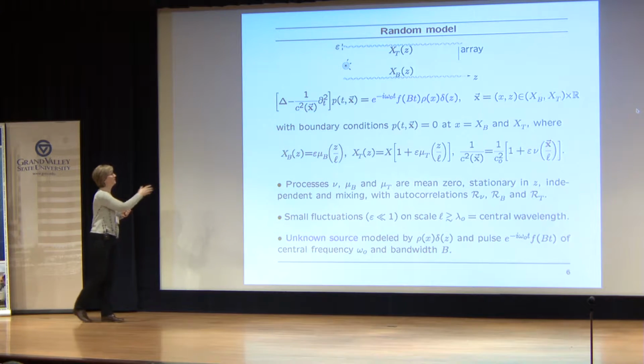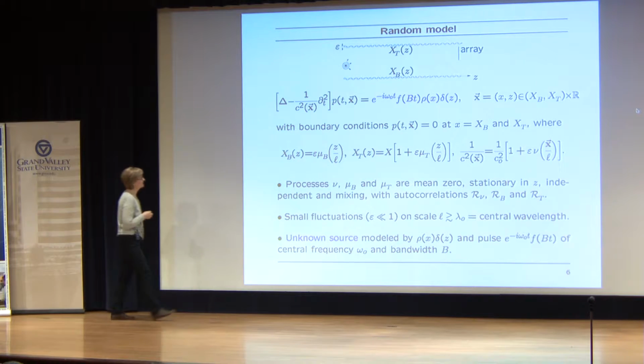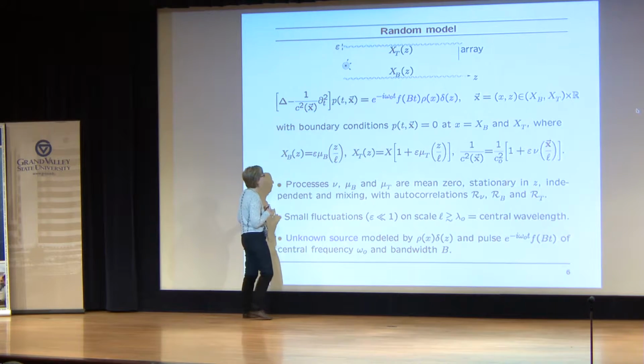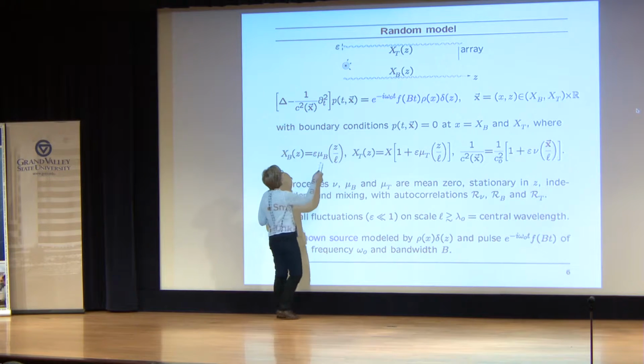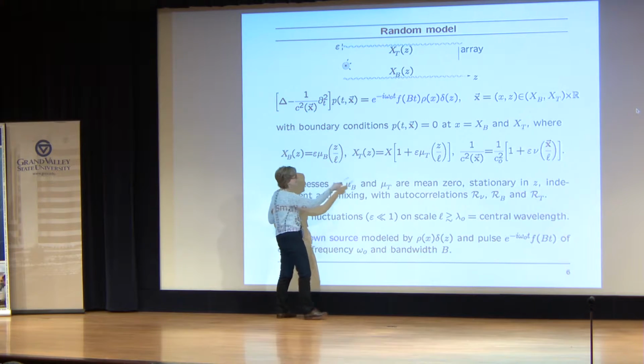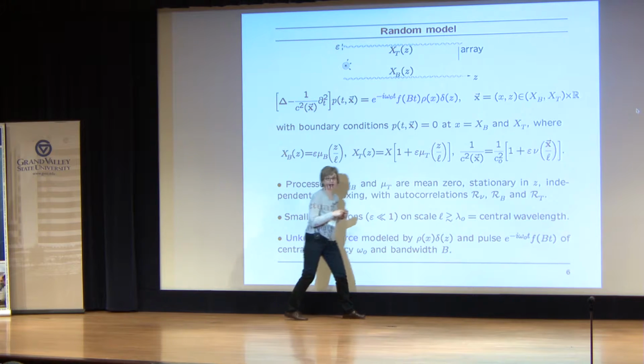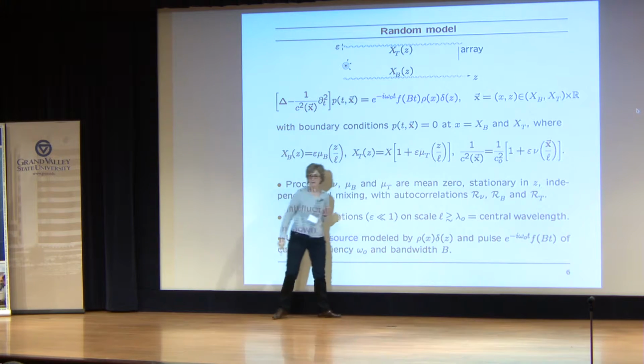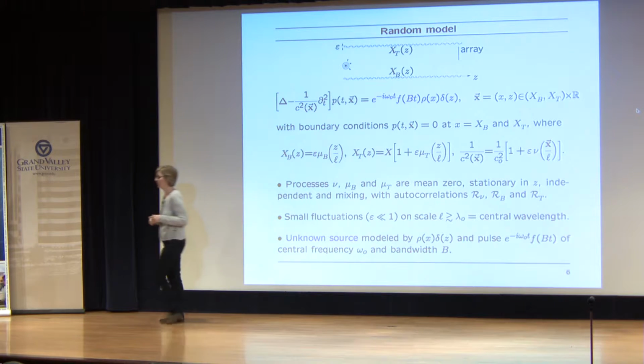Okay, so this is the equation that we want to study. And the first thing that we want to know is how does this uncertainty in the boundaries and the wave speed propagate to the field P, which is what we measure at the array. And then what do we do about constructing images that are insensitive to these fluctuations?